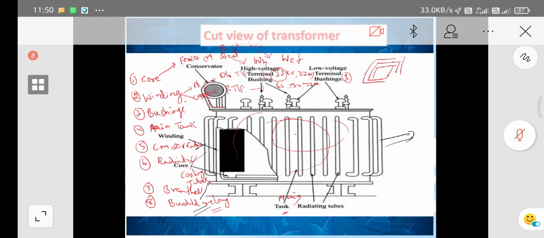Next, the Buchholz relay, which is used to protect the internal parts of the transformer. Generally, the Buchholz relay is a gas operated relay.